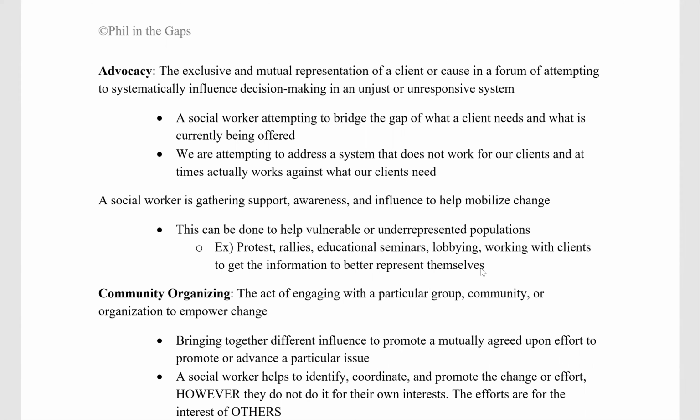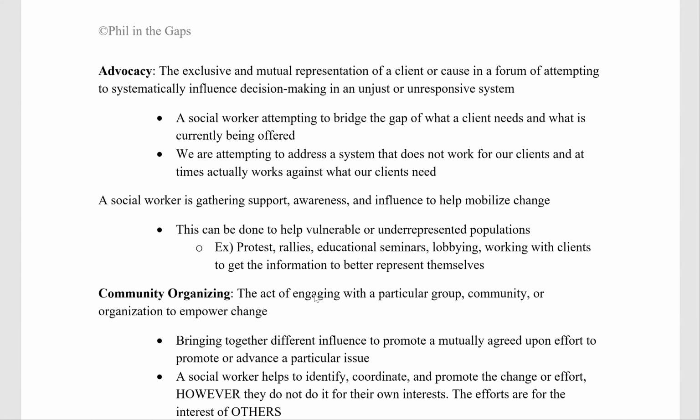And ways that we can help advocate for this is helping protest, rallies, educational seminars, lobbying, working with clients directly to get information to them to help them better represent themselves in some way, shape, or form. And for those that are using the acronym, the advocate category here is represented here. We, as the social worker, are giving the clients what they need to better empower themselves. But at the end of the day, it's up to the clients to fight and exercise the rights that they are going to gain throughout this entire process. And the target population is often going to be vulnerable and underrepresented populations.